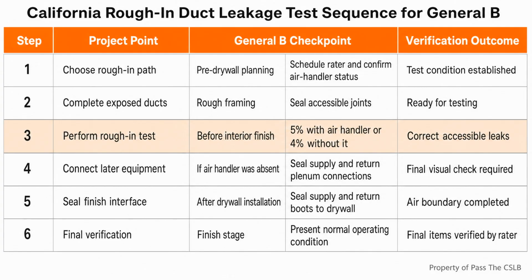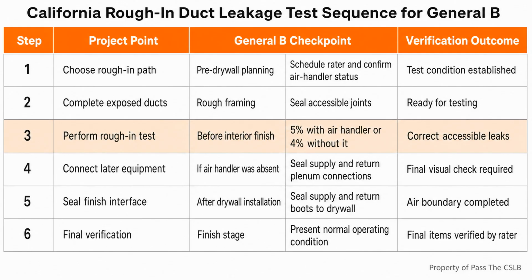That is why I use a pre-drywall hold point. Before interior finishing moves forward, I confirm the intended test path, confirm that the duct system is ready for that test condition, and confirm that the rater is actually scheduled. A promise that somebody will test it later is not the same as an inspection-ready plan.